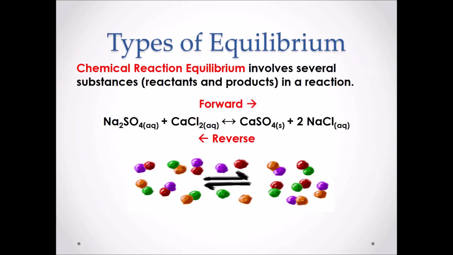And our last type is a chemical reaction equilibrium. This will be our major focus in Chemistry 30. It involves several substances, reactants, and products in a chemical reaction. Here we can see a chemical equation where, again, we have a forward reaction in which reactants are being turned into products, and we also have a reverse reaction where products are being turned back into reactants. Both of these processes will happen at the exact same time.